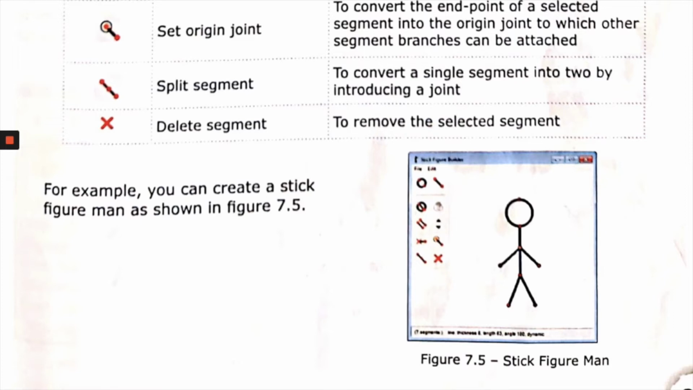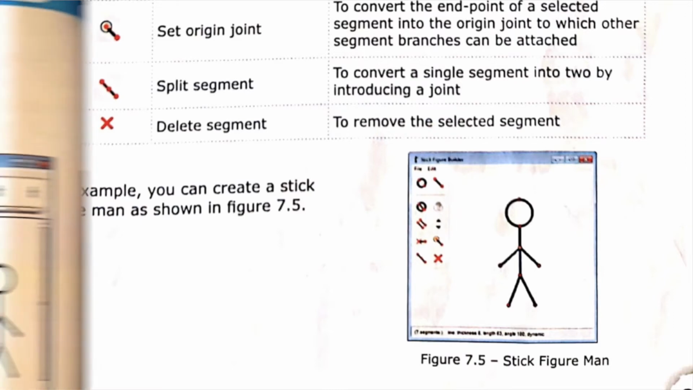Next is delete segment. To remove the selected segment, whichever segment you have selected, you can delete it with the X symbol. For example, you can create a stick figure man as shown in 7.5. With all the options given below, you can easily create a stick figure man in Pivot Animator.